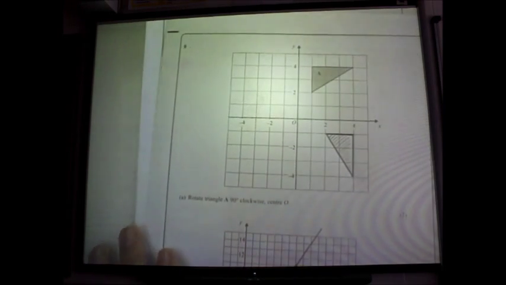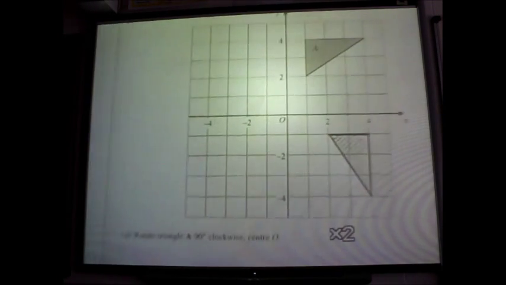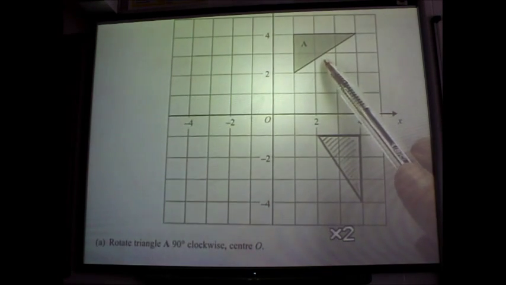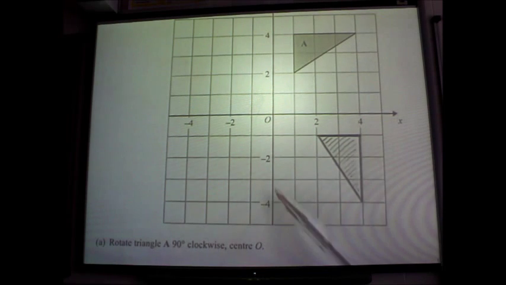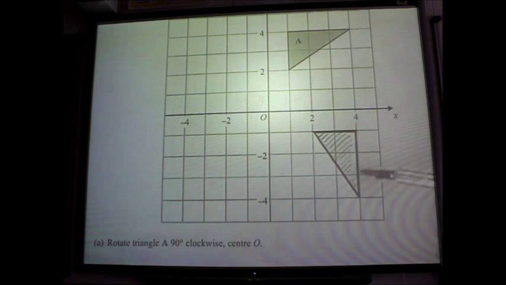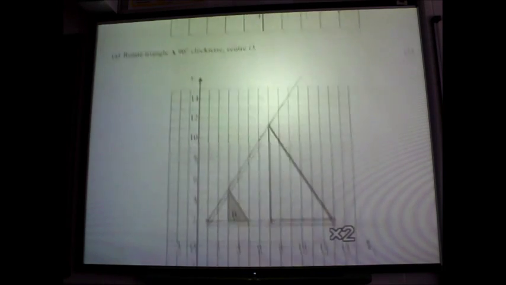Transformations, the next one. Rotate triangle A clockwise 90 degrees around the centre. If you remember, we used to use tracing paper for this, or you might be able to spot how to do it. It comes round here, so it ends up there. The next one is slightly trickier.